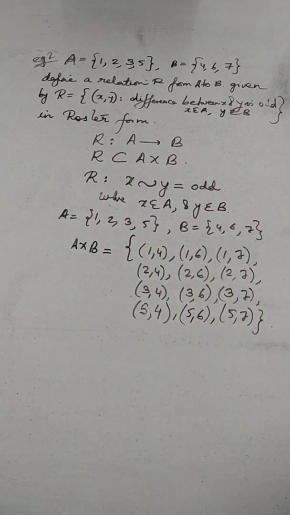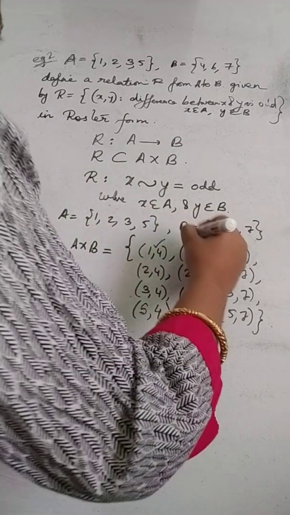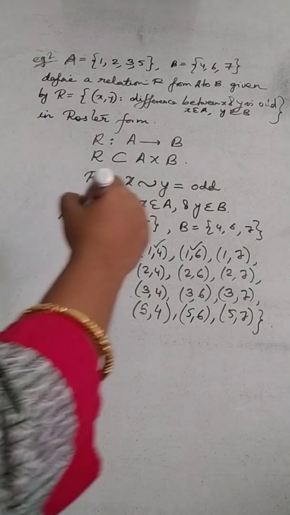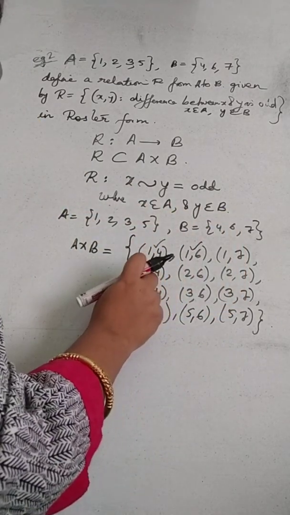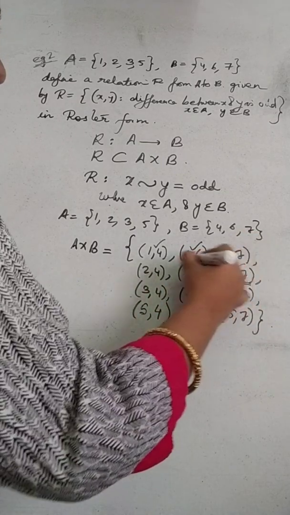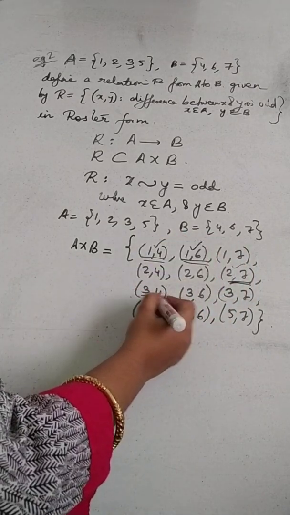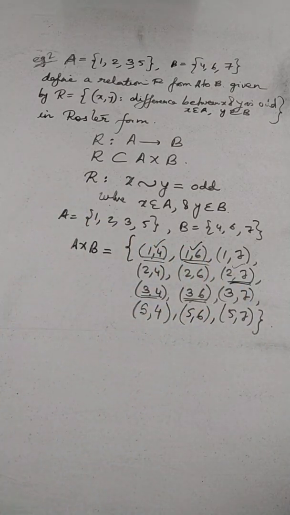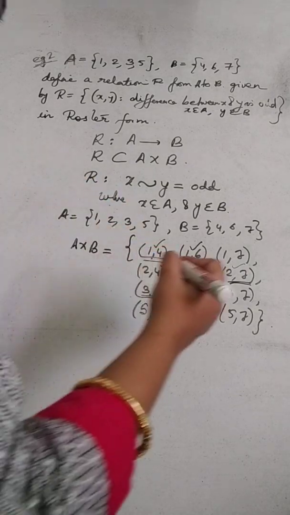Out of A cross B, we take those pairs whose difference is odd. Difference between 1 and 4 is 3, it's odd. Difference between 1 and 6 is 5, plus or minus 5 whichever order you take, so it's odd. 1, 7 is even, so I won't take it. 2, 4 and 2, 6 are even. 2, 7 is odd. 3, 4 has difference 1, which is odd. 3, 6 has difference 3, so it is odd. 3 and 7 have an even difference, so I will not take it.